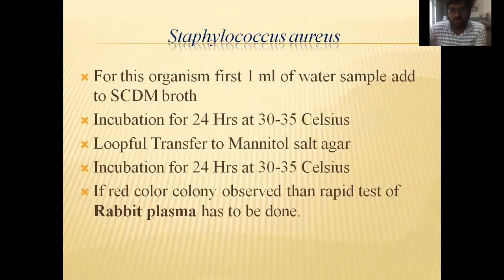Second is the Staphylococcus aureus. Same procedure. For this organism, you have to add 1 ml water sample to the SCDM broth and incubate for 24 hours at 30 to 35 degrees Celsius. Second day, you have to take a loopful from the SCDM and transfer it onto the mannitol salt agar. Mannitol salt agar is a specified medium for the Staphylococcus aureus. Then you have to incubate for 24 hours again at 30 to 35 degrees Celsius. And on the third day, if a red colored colony is observed, that confirms the Staphylococcus aureus growth.